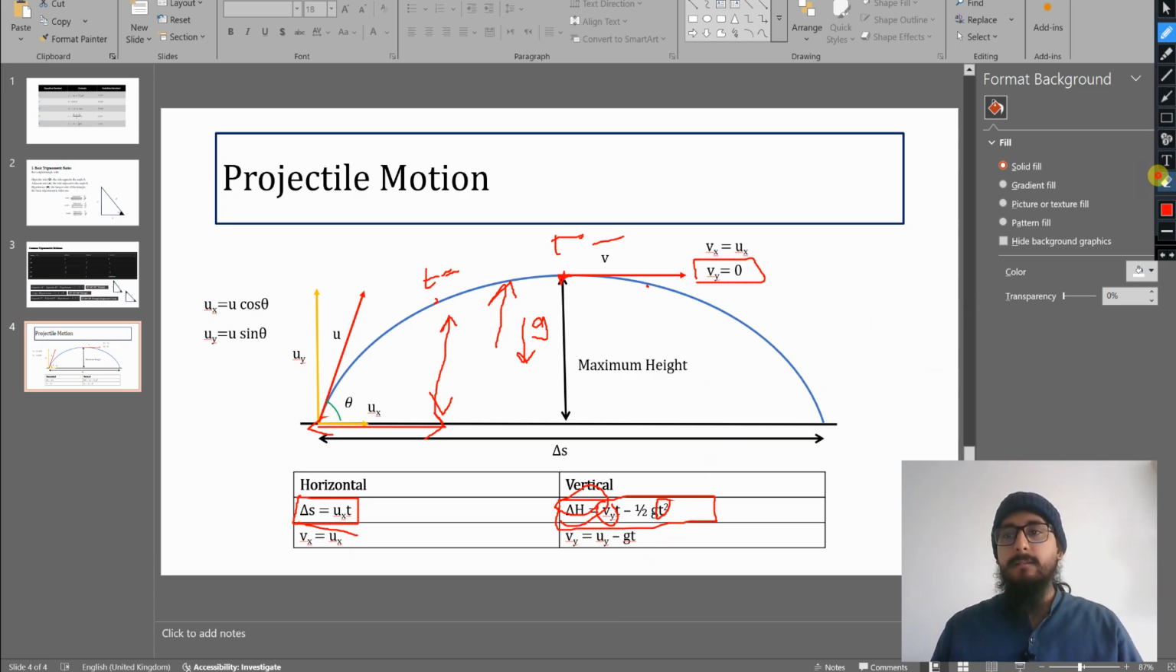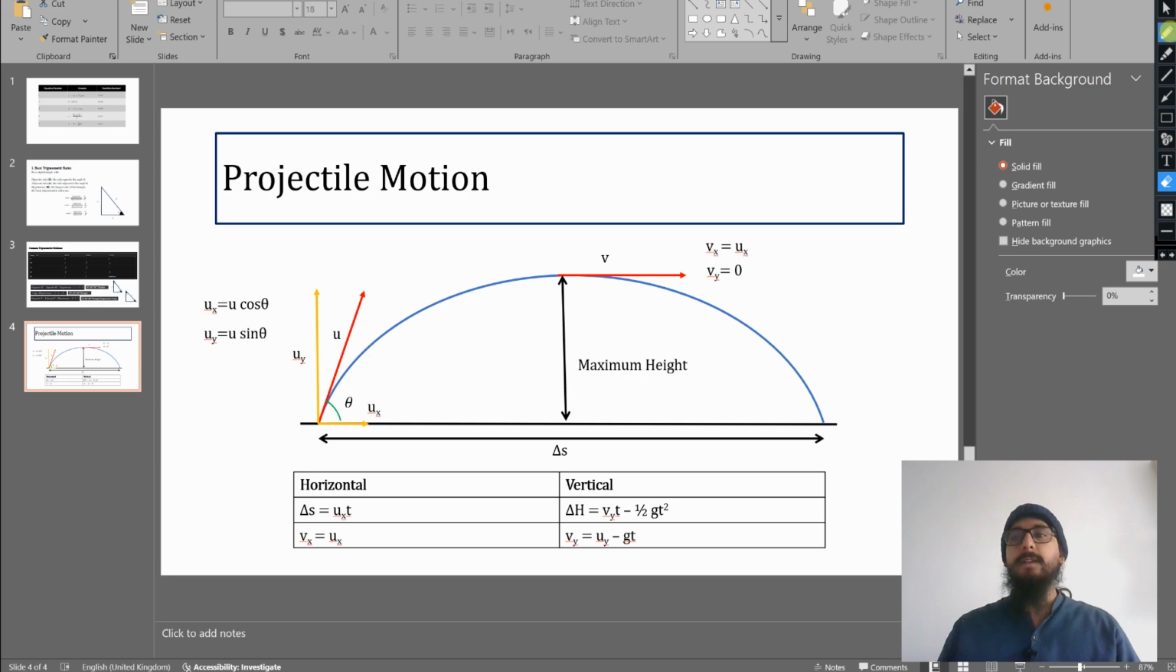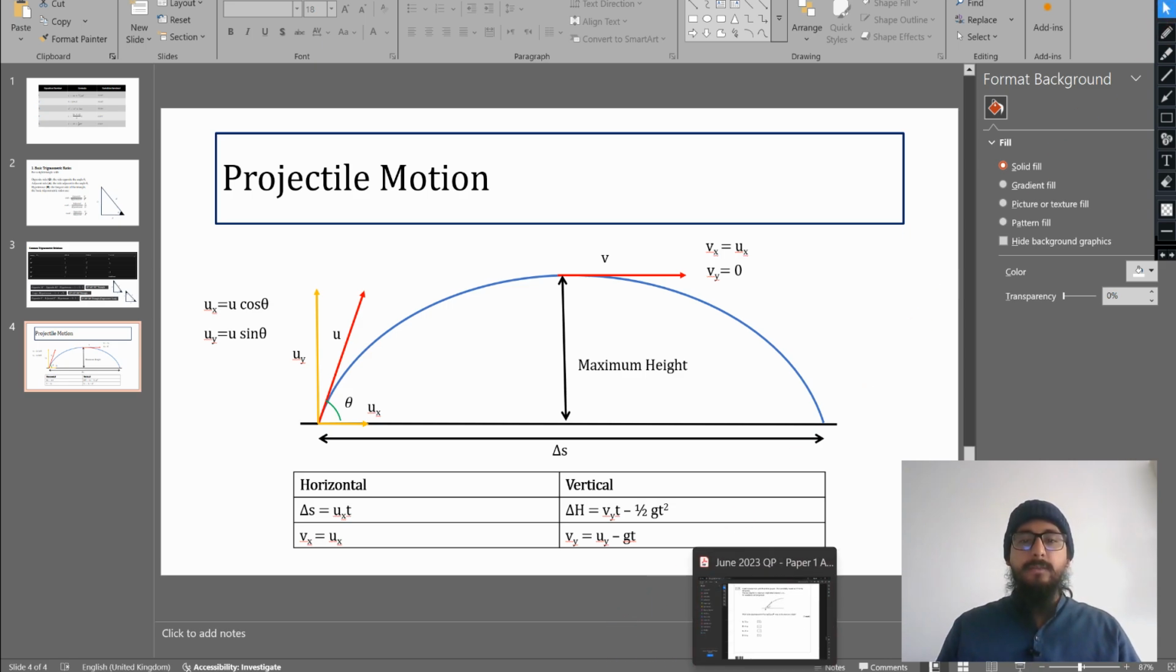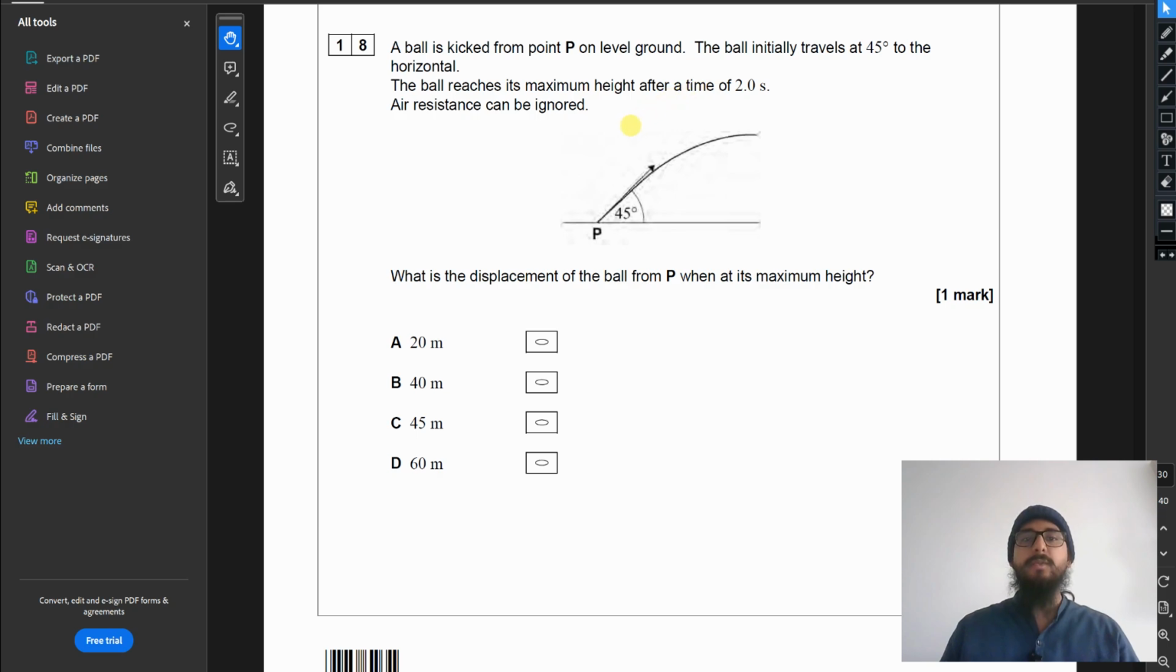Now let's move on to the questions. Let's solve a question related to projectile motion. The question says that a ball is kicked from a point P on the level ground. This is point P. The ball initially travels at 45 degrees, so the angle of projection here is 45 degrees to the horizontal. The ball reaches its maximum height after a time of 2 seconds. So now they have given us the time when it reaches the maximum height.